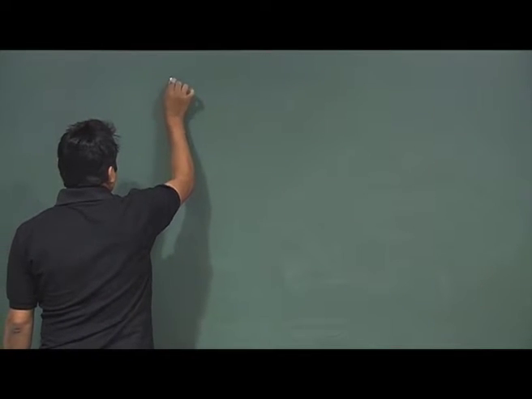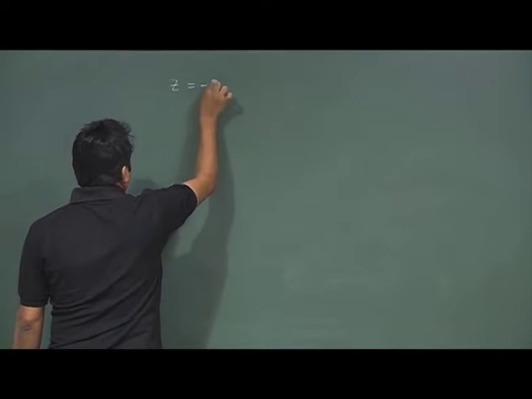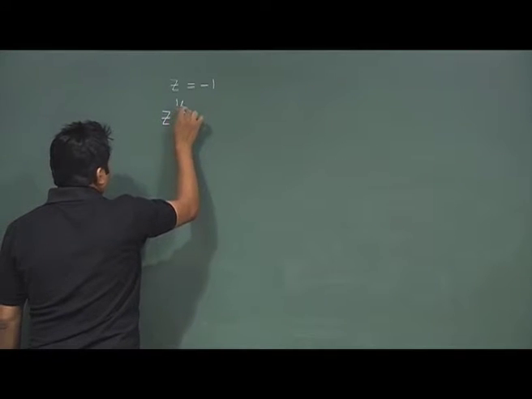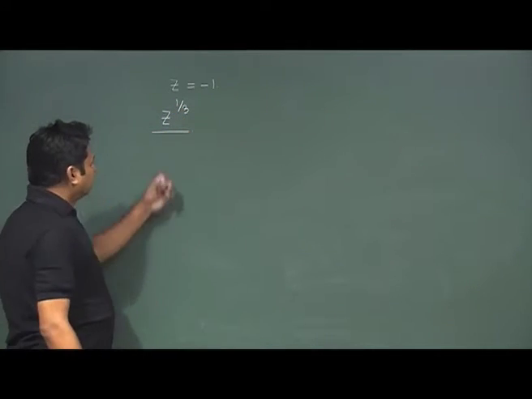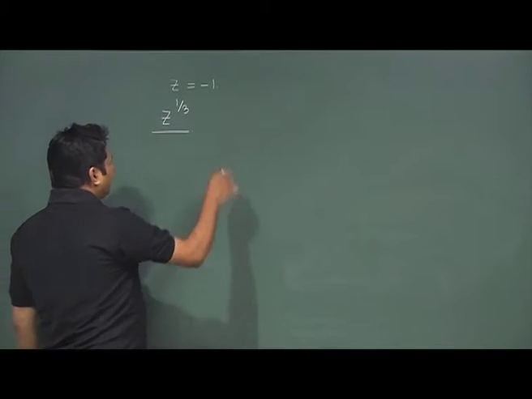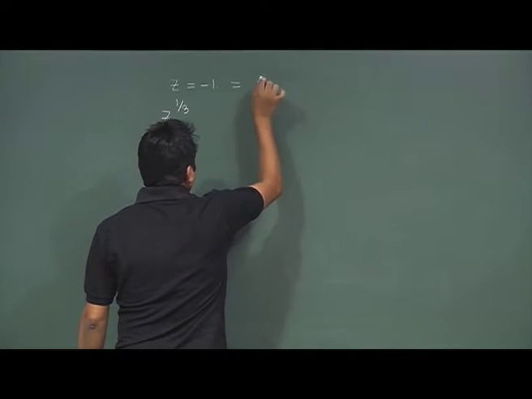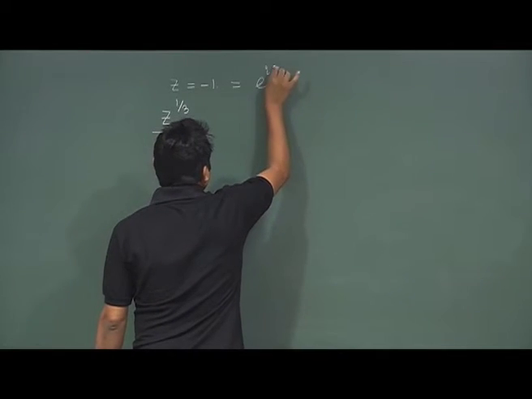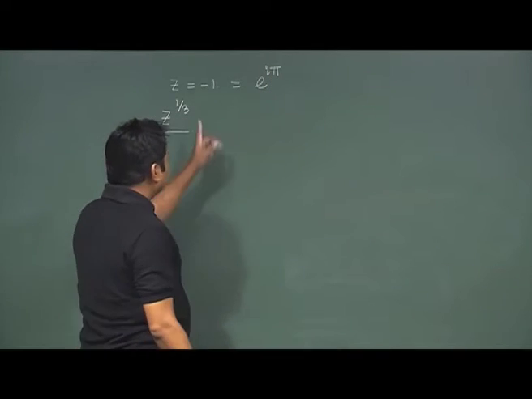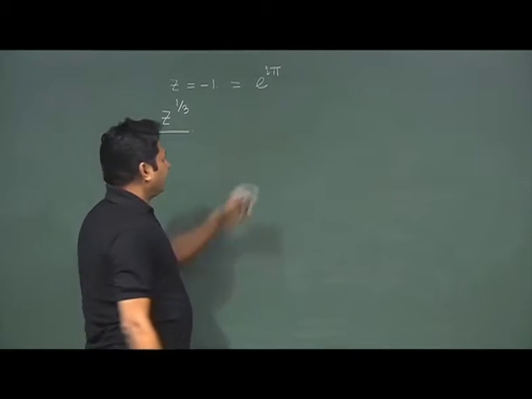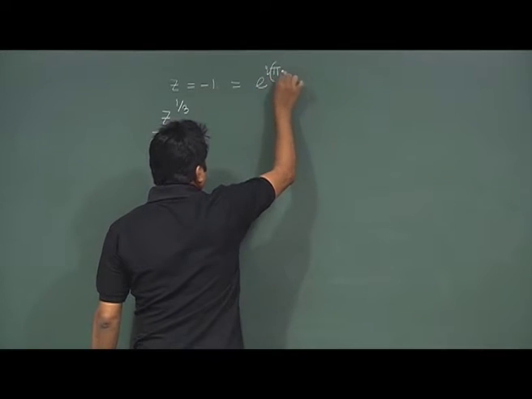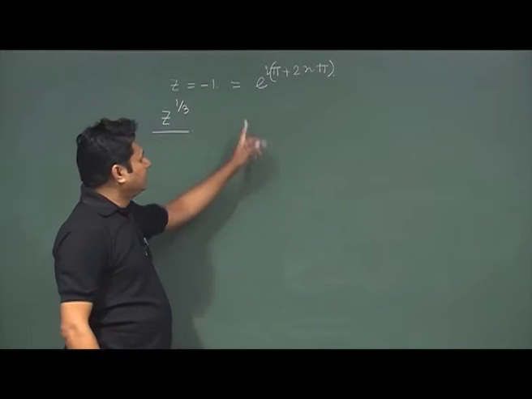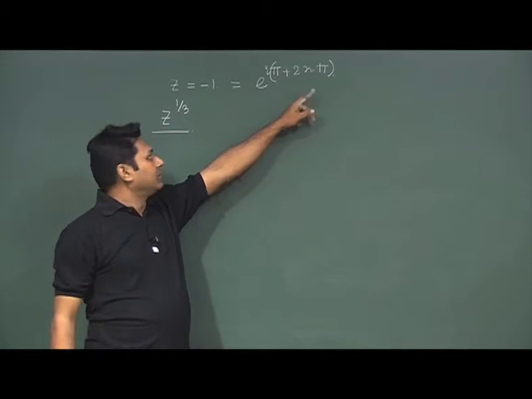Say z is equal to -1. I need to find z to the power 1 by 3. This I want to find out. So -1 I need to write in r theta coordinates. It will be e to the power of I pi, -1 is e to the power of I pi. But I shouldn't stop here because I need to write the total thing, which is e to the power of I pi plus 2n pi.